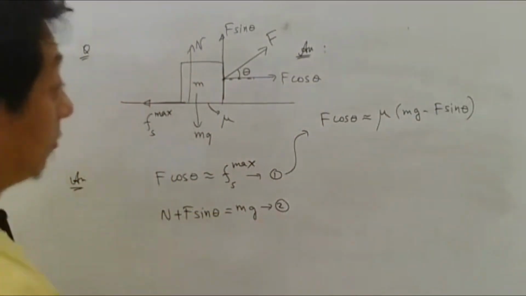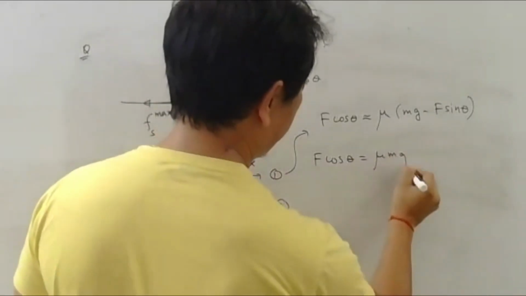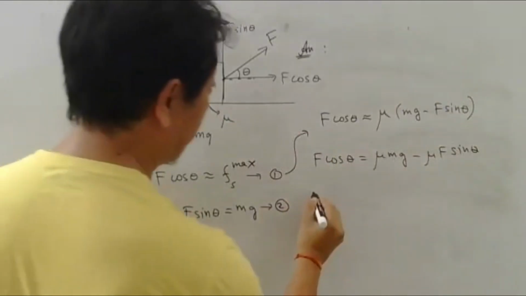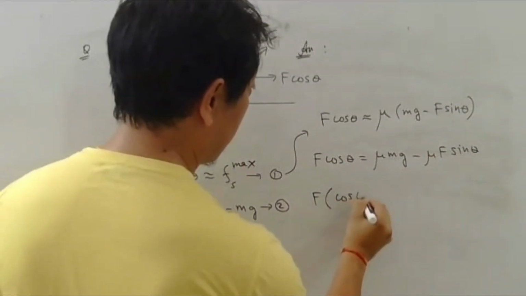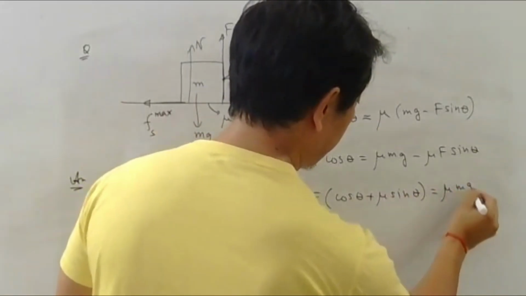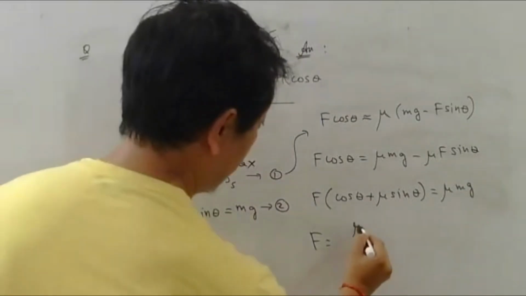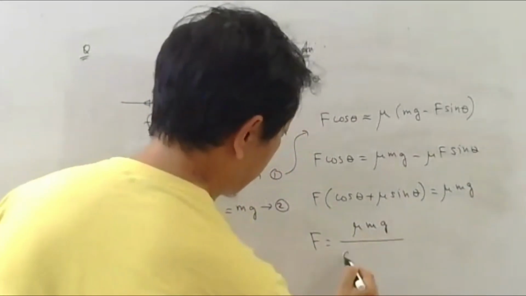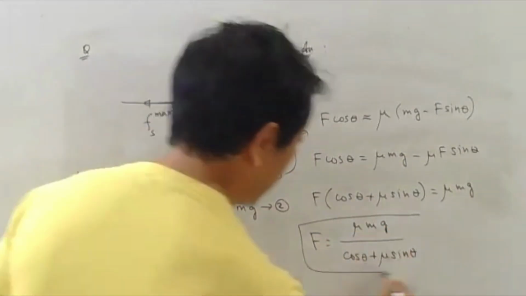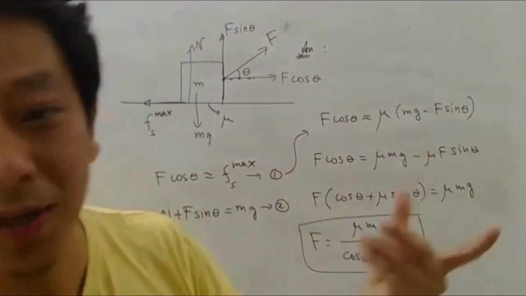So we want to find the F value. This will be F cos theta = mu mg - mu F sin theta. Bring it to this side. F common: F (cos theta + mu sin theta) = mu mg. So F should be mu mg divided by (cos theta + mu sin theta). When you apply this much force at this angle, the body will just begin to move.